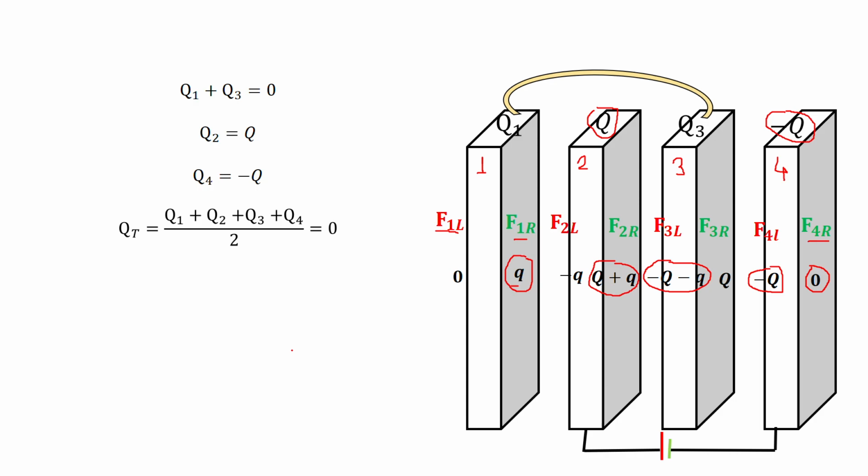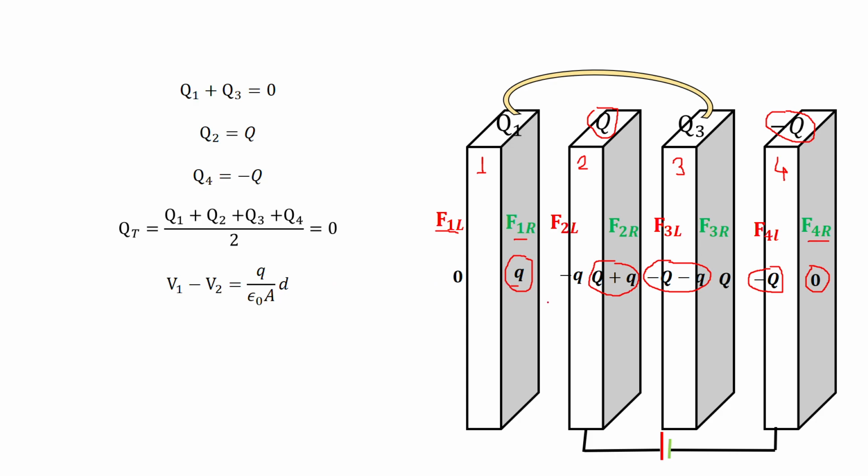In order to determine the relation between capital Q and small q, we have to observe two things. First, the first and third plates are connected with a conducting wire, so the potential difference between 1 and 3 should be 0. Second, we calculate the potential difference between 1 and 3, or we can say between 1 and 2, 2 and 3, and 3 and 4. So the potential difference between 1 and 2, that is V1 minus V2, is proportional to this charge q.